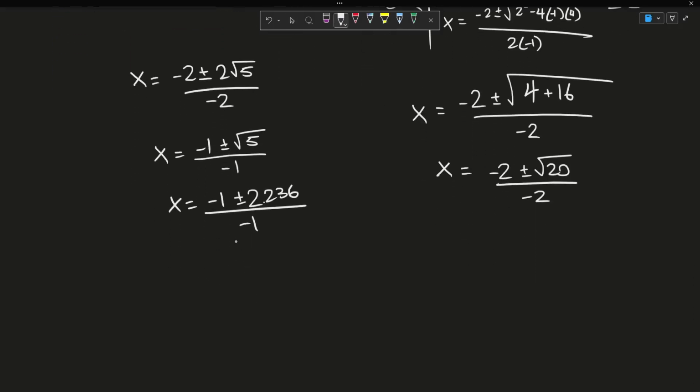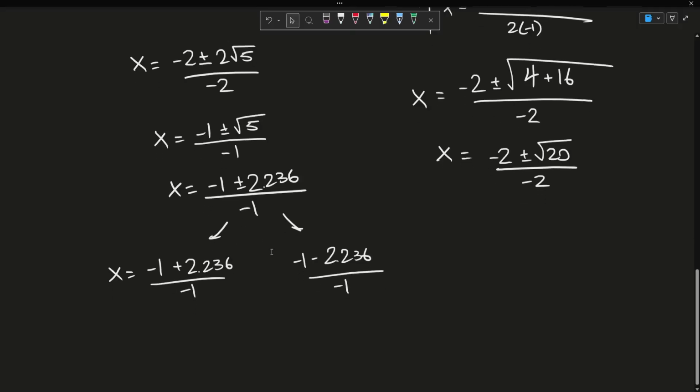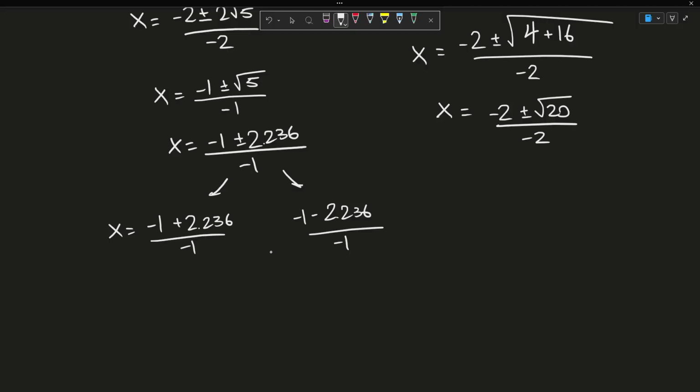And we split it up. I want to do one with plus, one with minus. X equals negative 1 plus 2.236 over negative 1, and negative 1 minus 2.236 over negative 1. So this one gives us negative 1.236. This one gives us 3.236 seconds.